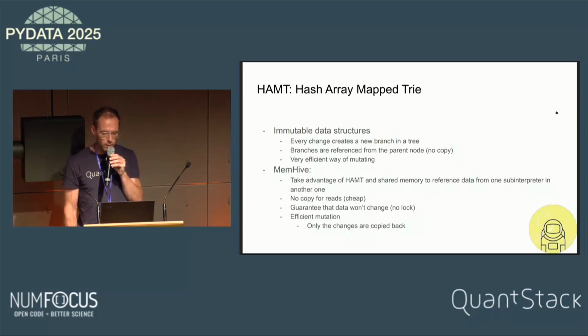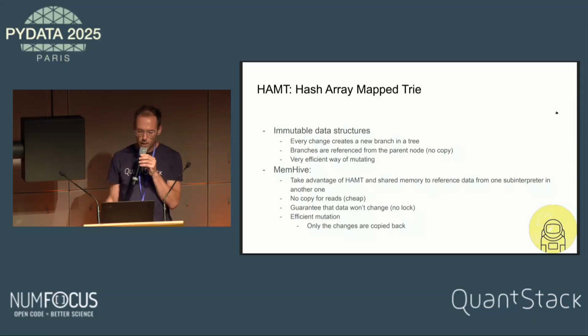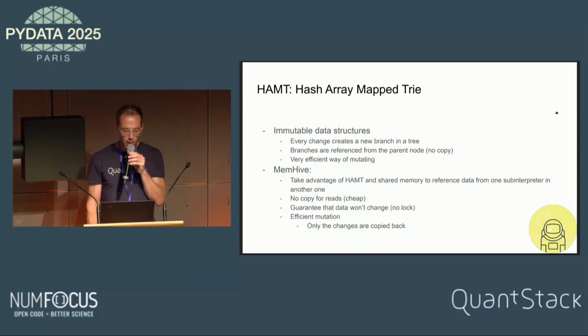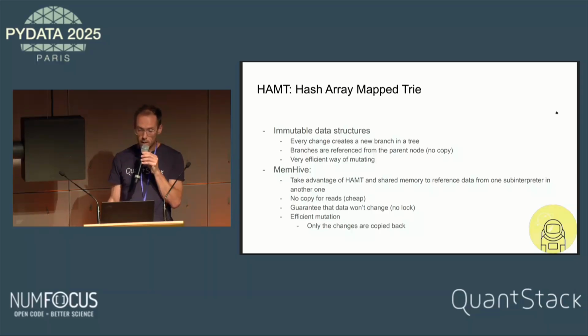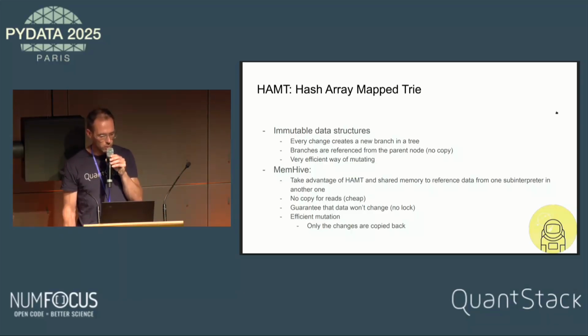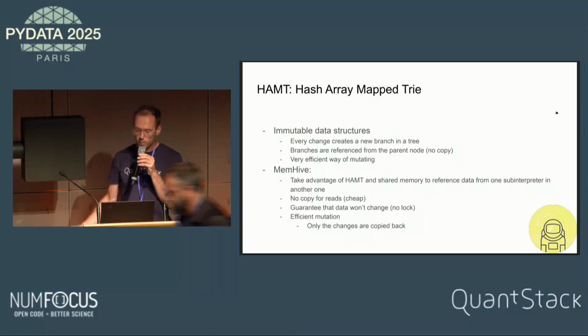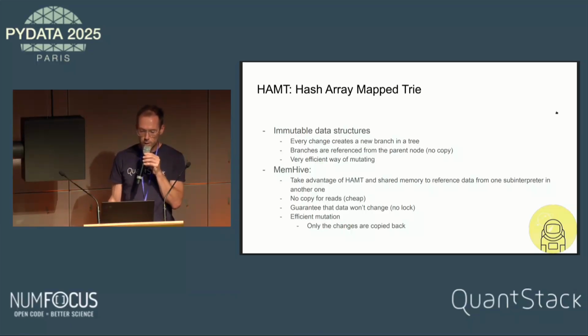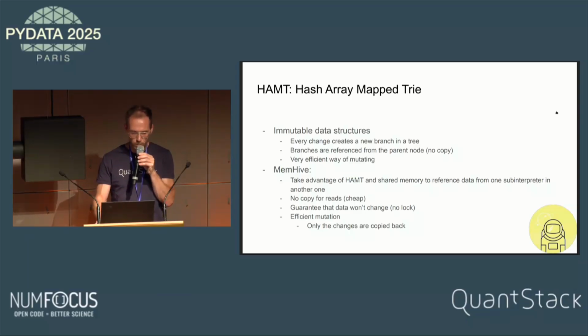So Memhive takes advantage of HAMT and shared memory in subinterpreters to reference data from one subinterpreter in another one. So there is no copy for reads. As I said, it's very cheap. You have the guarantee that data won't change under your feet, so you don't have to manage any lock. And there is efficient mutation because only the changes are copied back to the original data structure, which means only the diffs. So that's what we want.